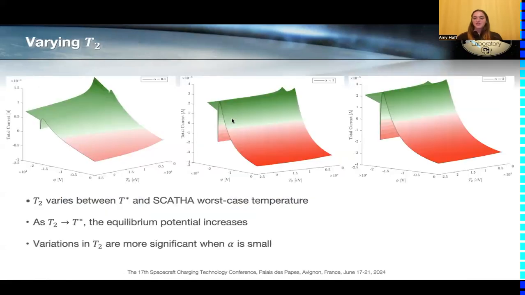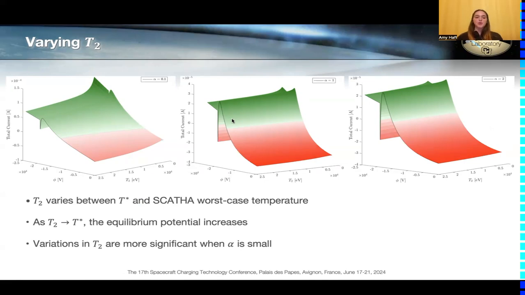Here, alpha is being held fixed while the temperatures of population 2 are being varied. The leftmost figure shows the results for alpha equal to 0.1, the middle plot for alpha equal to 1, and the rightmost plot for alpha equal to 2. The population 2 temperatures for electrons and ions are being varied between the critical temperature, T star, and the SCATHA worst case temperatures.